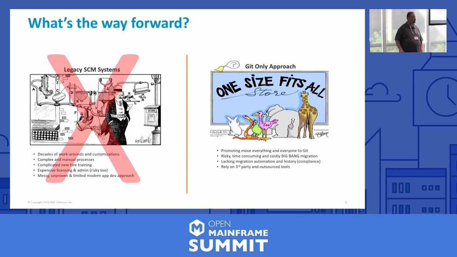So, what do I do? Do I move 100% to Git? Do I move all my source, all my capabilities, all my teams, everything goes to Git now? I move to Git 100%. Will this fit every application? That's an open question if anybody wants to answer it.